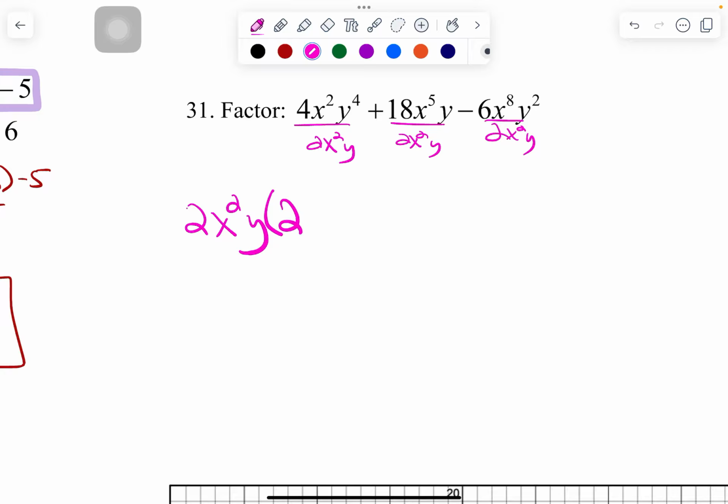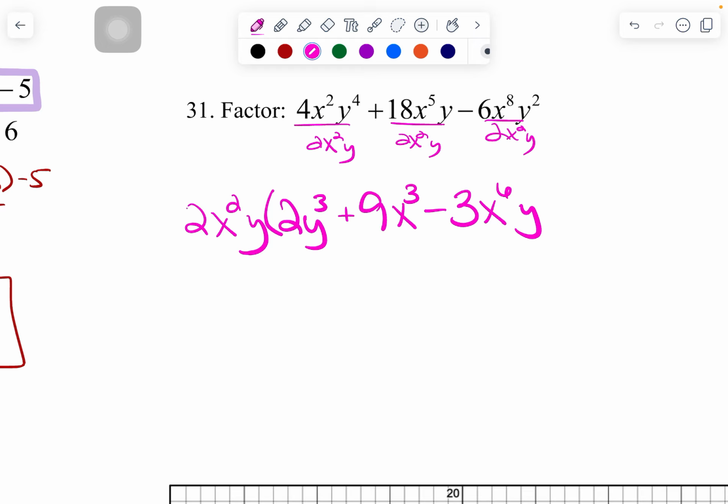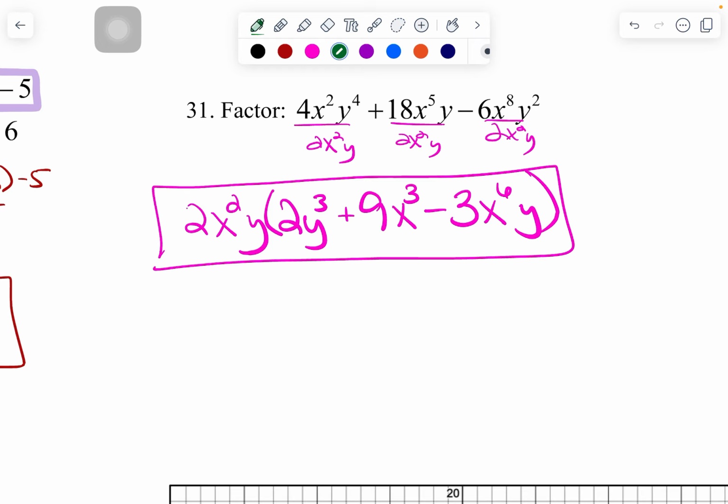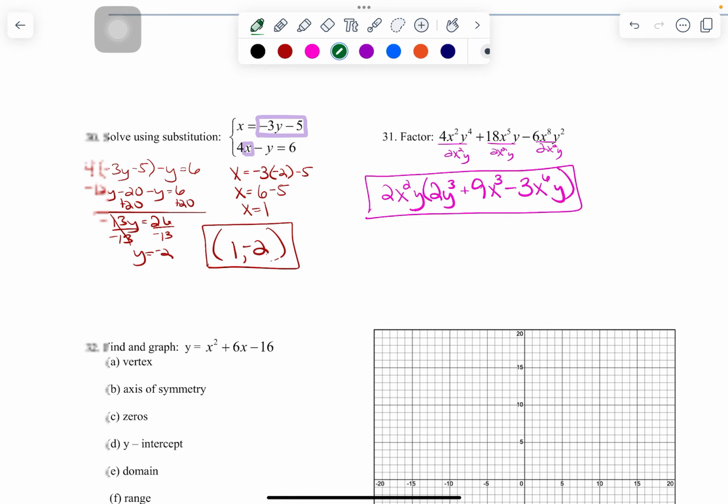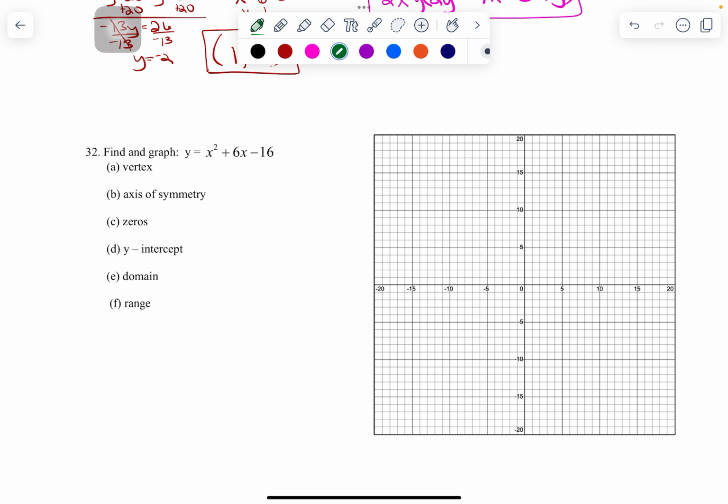So 4 divided by 2 is 2. No x's. Y to the 4th divided by y is going to be y to the 3rd. Removing one of them. 18 divided by 2 is 9. X to the 5th divided by x squared is going to be x to the 3rd. No more y's. 6 divided by 2 makes 3. That's going to be x to the 6th y. Close the parentheses. And problem number 31 is done, because there's no other factoring we can do with that. All right. And then last but not least, last question on your review is question number 32 here.